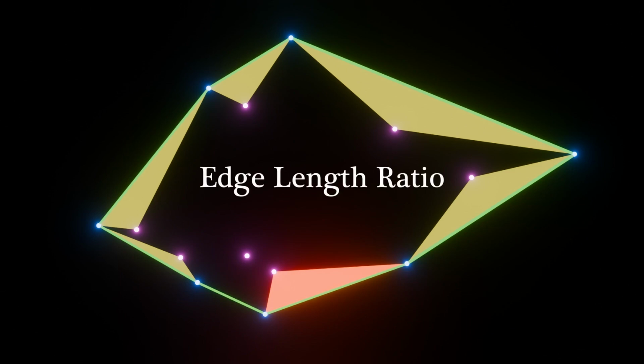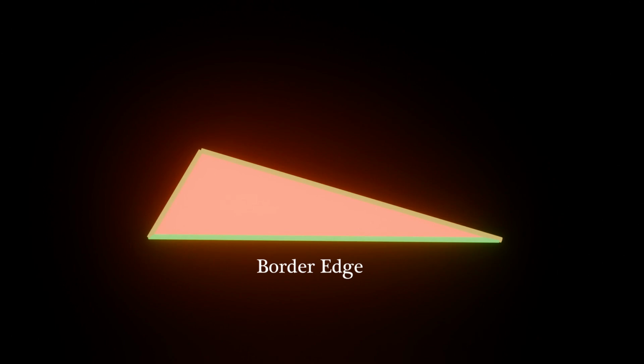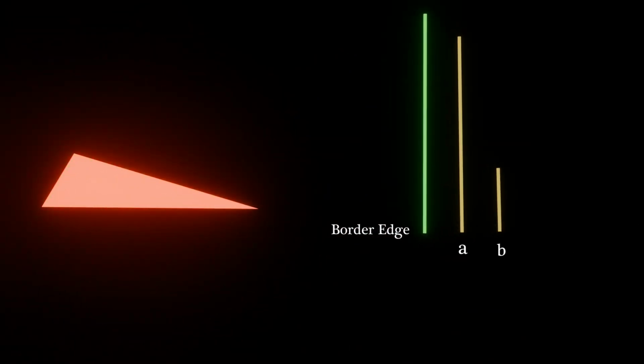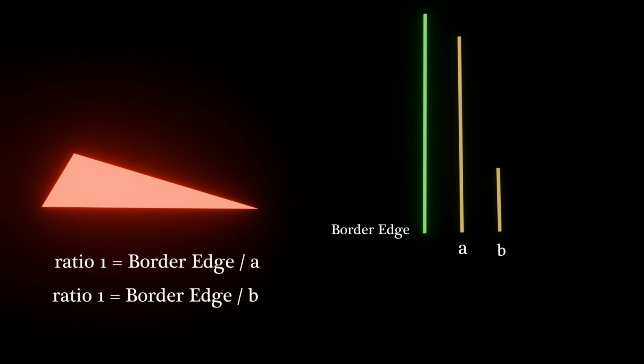I'm going to use what is called an edge length ratio approach. Basically, for each of the concave triangles, I will take the border edge of the triangle and get the ratio of the length of that edge to the lengths of the other two edges in the triangle. If any ratio is above a certain threshold that we choose, like 1.8, we will remove that triangle from our shape.